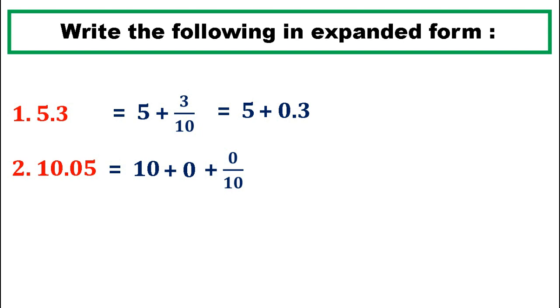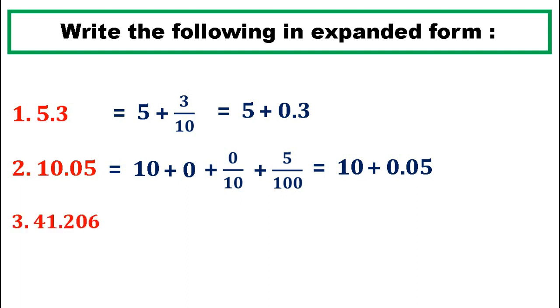And the last digit, which is 5, is in the hundredths place and is after the decimal point. So we put a plus sign and we write 5 by 100. Next, we have to convert the decimal fractions into decimal numbers or decimal forms. So we write the expanded form as 10 plus 0.05. As you can see in the final answer, we have not written the numbers which have zero in them.